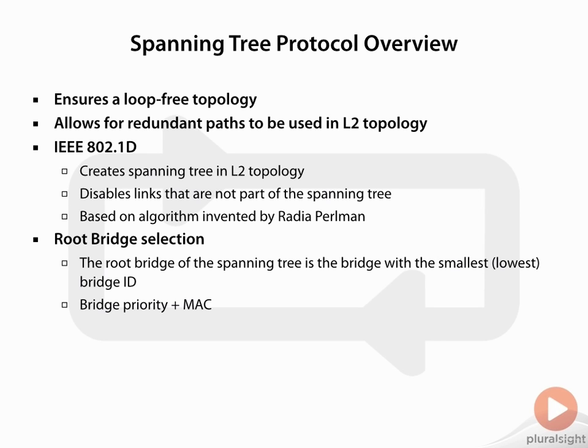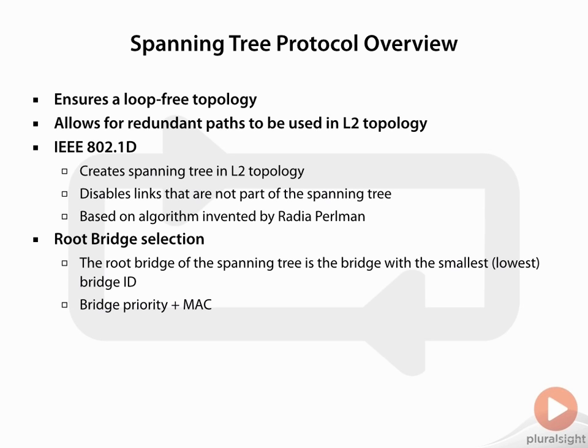If we don't know who the root bridge is, then we can't calculate the spanning tree. Now, the root bridge of the spanning tree is going to be whatever bridge has the lowest bridge ID. Now, the bridge ID is a combination of two values that are concatenated together, and that's the bridge priority, which defaults to 32768, and the MAC address of the unit.